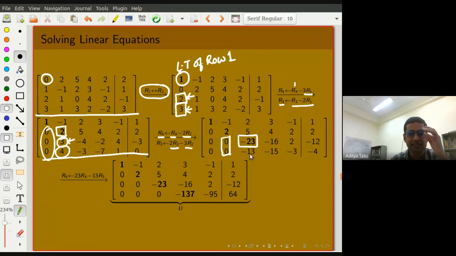You can see I did not design the system of equations carefully and I'm stuck with such horrible numbers. Now, again, I have to ensure that the terms below this minus 23 are all zero. So I have to perform an awkward computation. I'll replace row 4 by 23 times row 4 minus 13 times row 3. That will give me a 0 here, and you can see that I have the required echelon form. Looking at this echelon form, what can you conclude as far as solutions to the linear system are concerned?